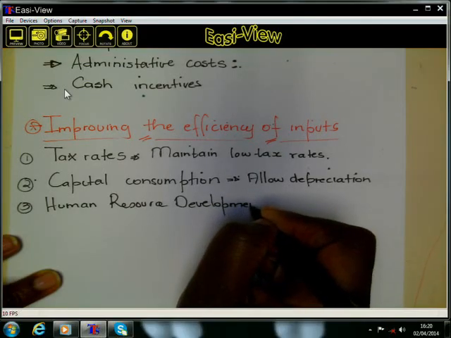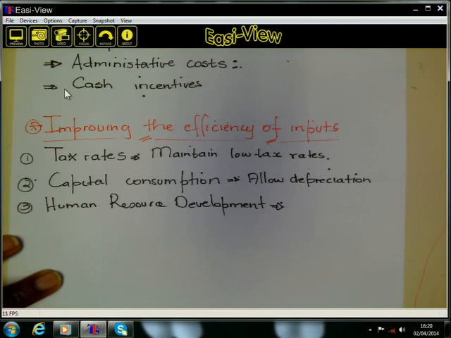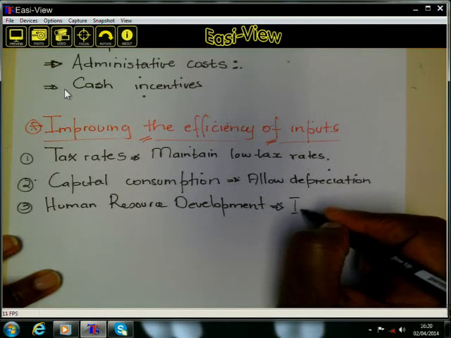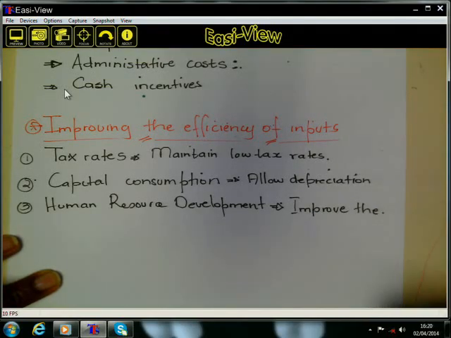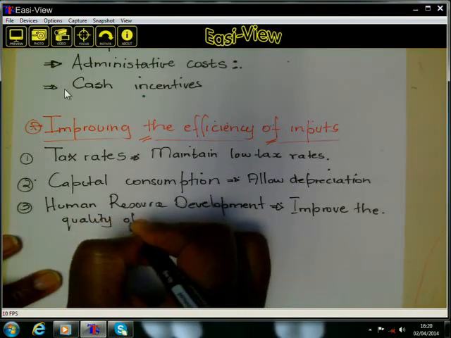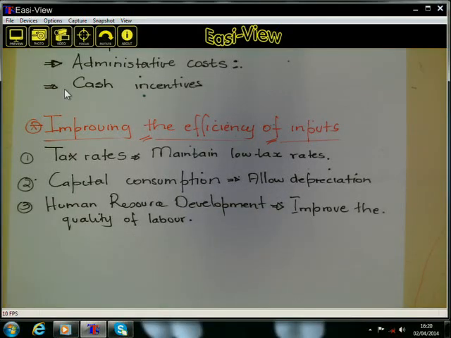Under human resource development, what is the government to do here? They have to improve the quality of labor. So how do they improve the quality of labor? We've already talked about this. Said the government, they make sure that there is efficient training for people that are starting jobs. As well, they have to make sure that the quality of education is tops.